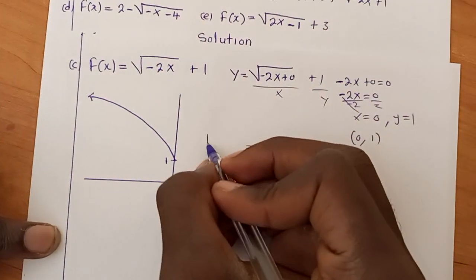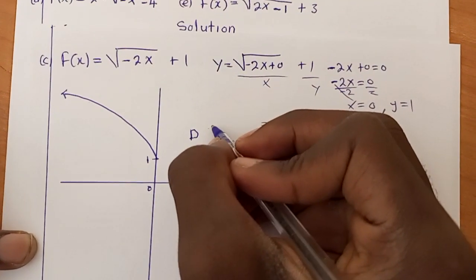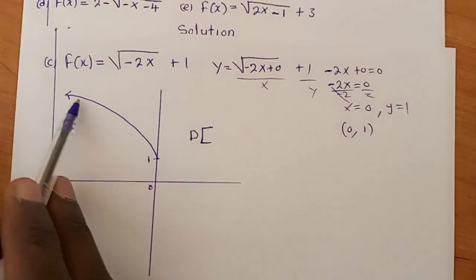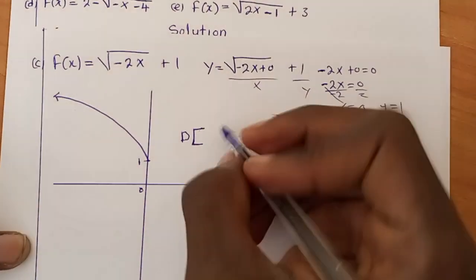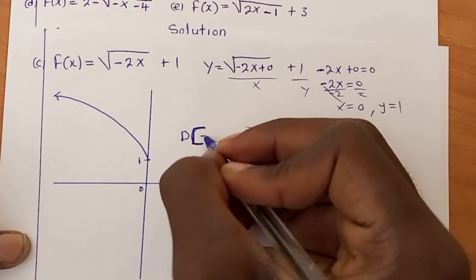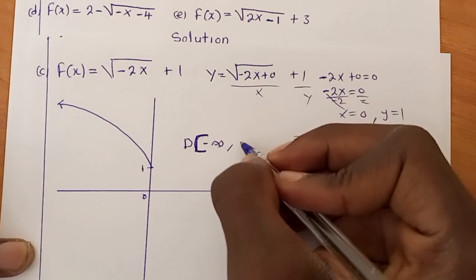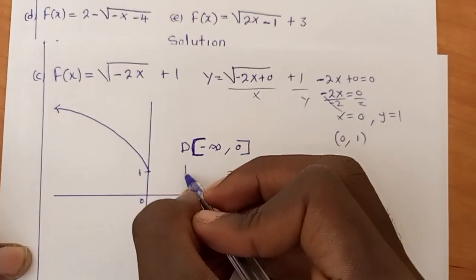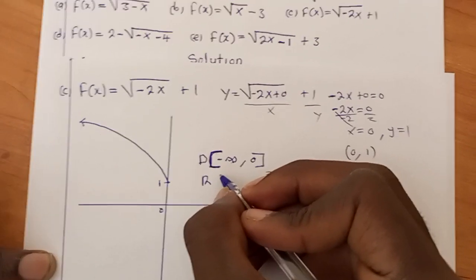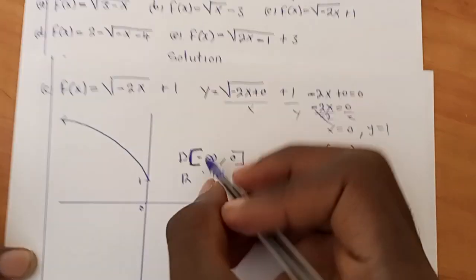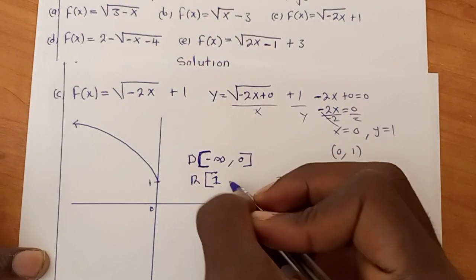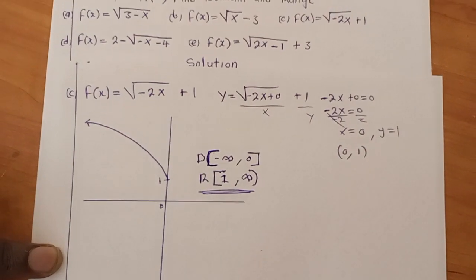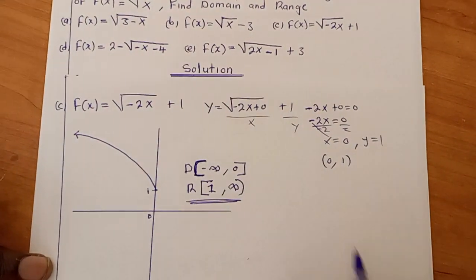Simple. The domain is simply the values in the x. Since we're moving toward the negative side, we start from negative infinity, using brackets, to the point where 0 is included. For the range, since it's in the positive, it's going to be from 1 included to positive infinity.